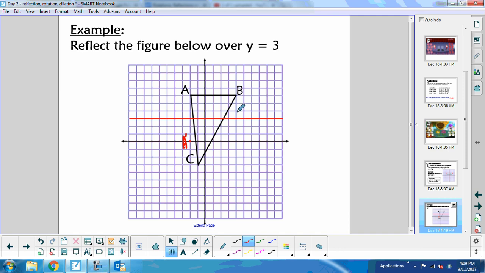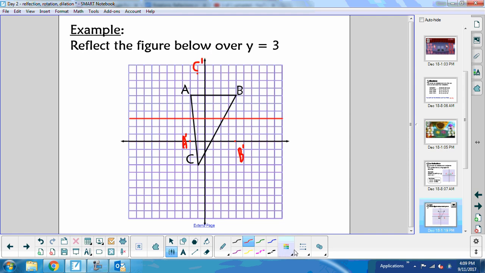Okay, B is also 3 points above this red line, so I need to go 3 points in the other direction. So here lies B prime. Sounded like a tombstone there. Here lies B prime. All right, then C is 1, 2, 3, 4, 5, 6 units below, so that means I need to go 6 units above. And here is C prime.